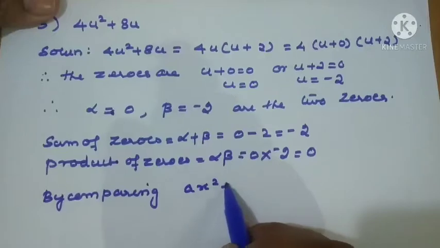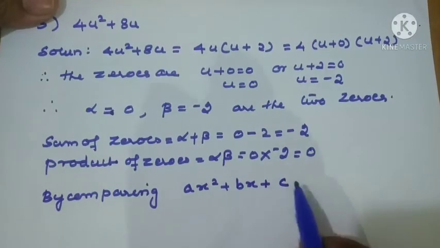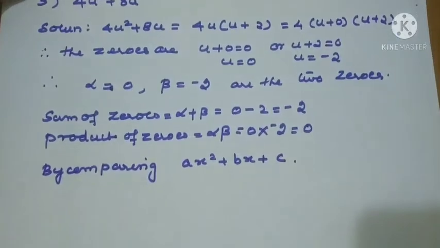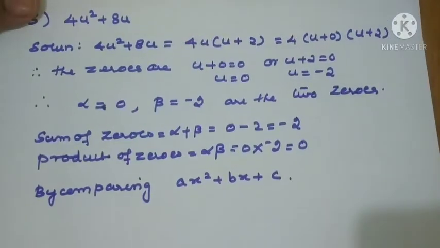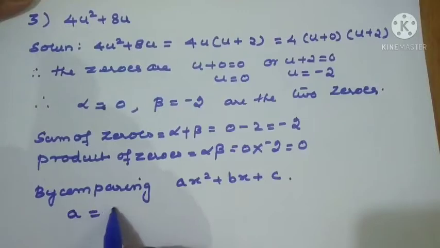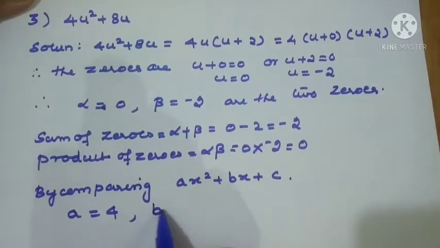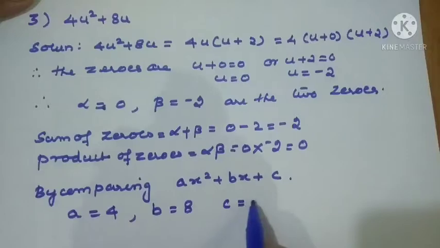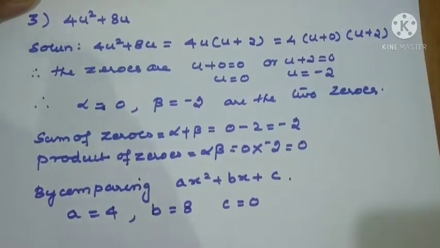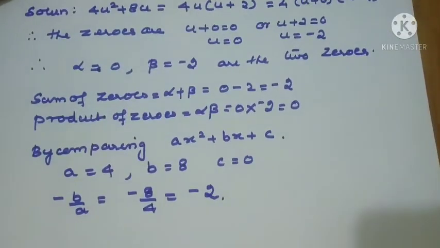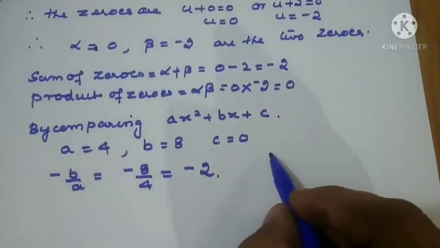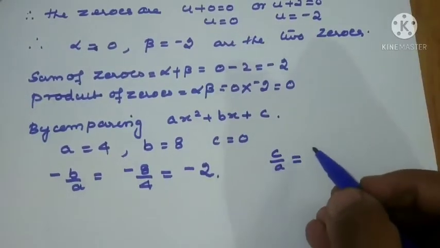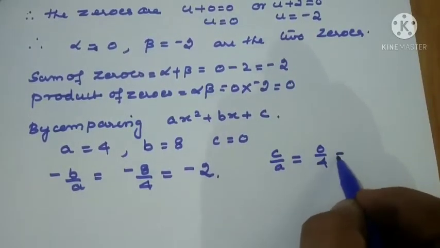ax square plus bx plus c. What is a? a is 4, b is 8 and c is equal to 0, right? Now what is minus b by a? Minus 8 by 4 is equal to minus 2 only. Next, what is c by a? 0 by 4, which is equal to 0.